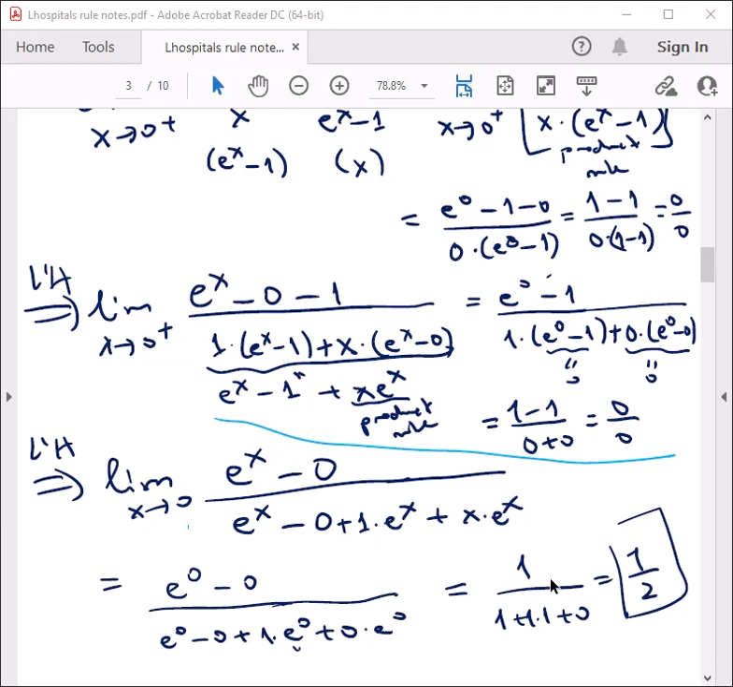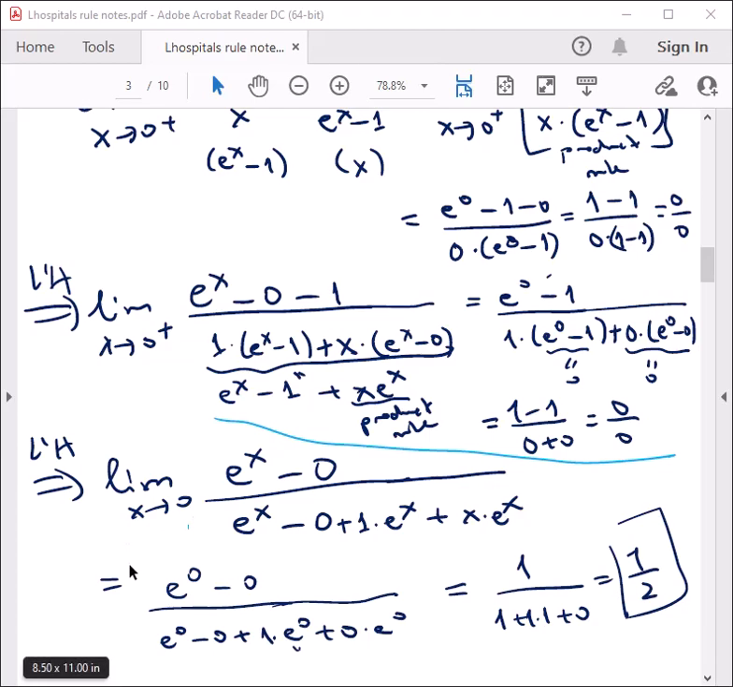So we take the derivative of the top, which brings the derivative of e to the x minus 1, so it's e to the x minus 0, and derivative of the bottom. So we have three terms on the bottom, that's e to the x minus 1 plus x e to the x. So when we take the derivative of that, e to the x minus 0, and if we apply product rule for the third term, x times e to the x, we are going to get 1 times e to the x plus x times e to the x, because the derivative of e to the x is e to the x again.